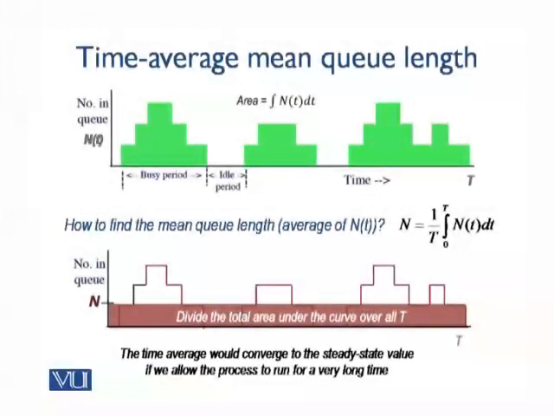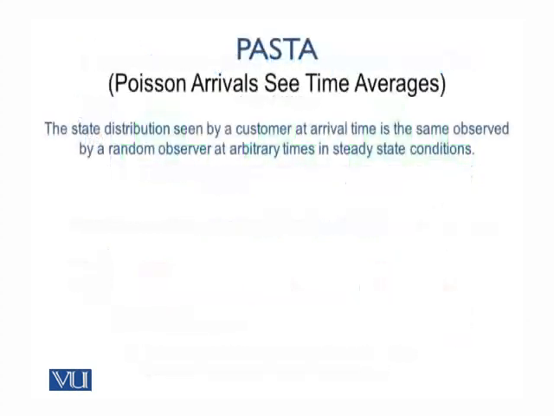So one thing that is still relevant to the time average of the queue length is that this is a relatively hard task. We have to observe this, and then we have to take the area under the curve, and we have to distribute it over all the time. A simplification that we can adopt is that we can exploit a feature of Poisson processes, which is known as the PASTA principle, which is that Poisson arrivals see time averages. To illustrate this, let us see the same example again.